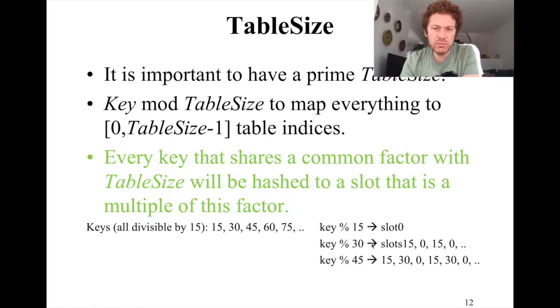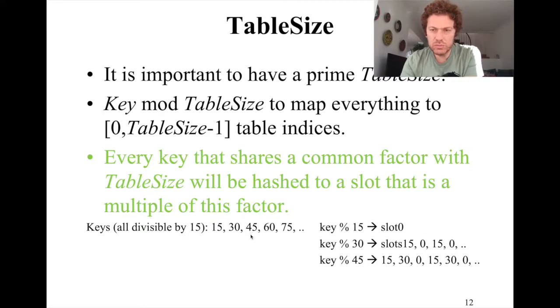Now let's use a different table size, and I will select a table size that has some shared factor with this pattern. Okay, so 30 is my table size. So every key, like 45, shares a common factor with 30. What is that common factor? 15. So I will definitely map into a slot that is a multiple of 15, like 1 times 15, which is 15, or 0 times 15.